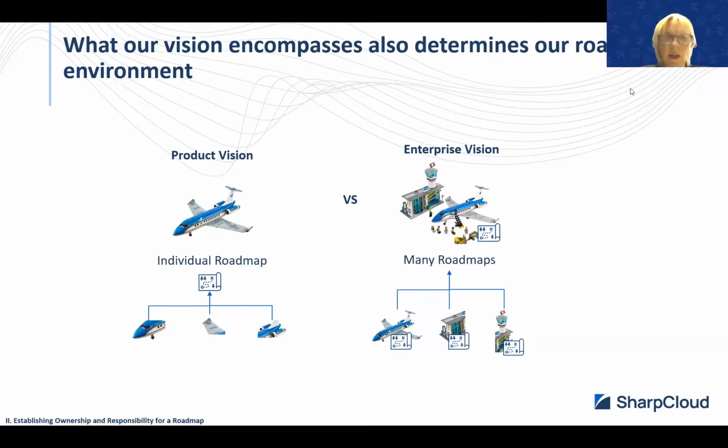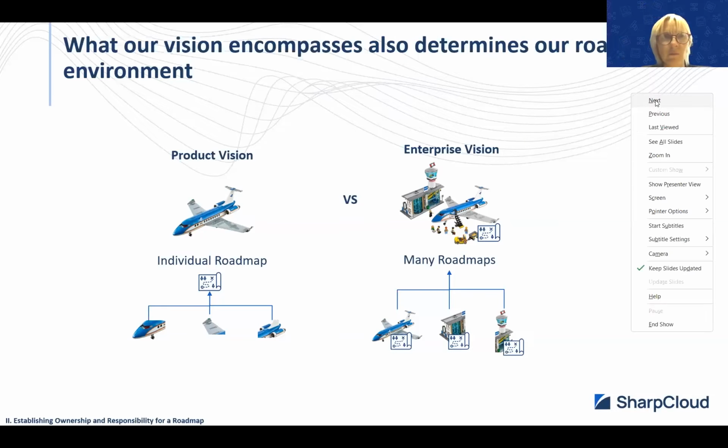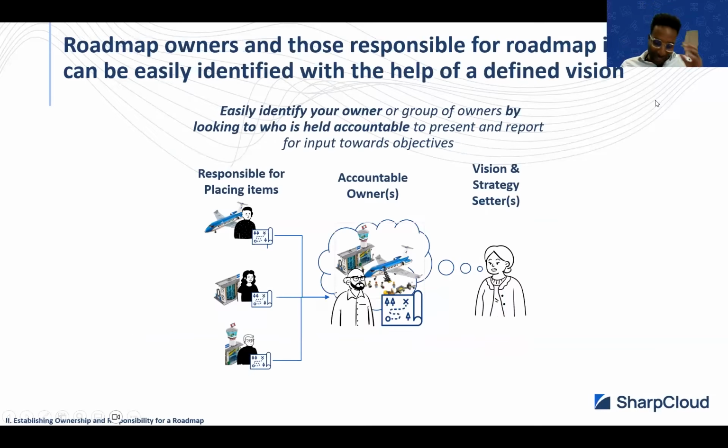Great. Okay. So yeah, how do we go about doing that then? So this kind of allows us, right? Understanding our roadmap ecosystem allows us to start to identify who might be the roadmap owner, for example, and then who's going to be responsible for those roadmap items.